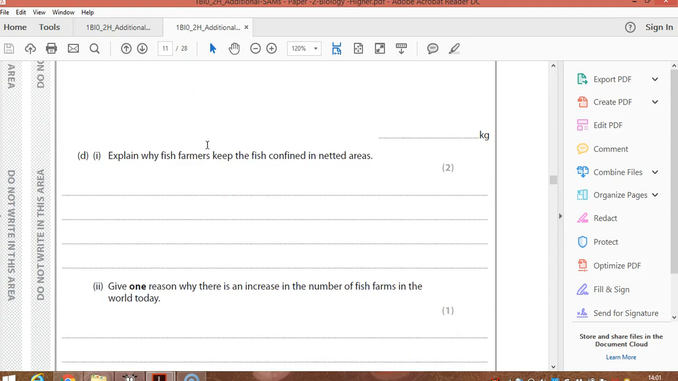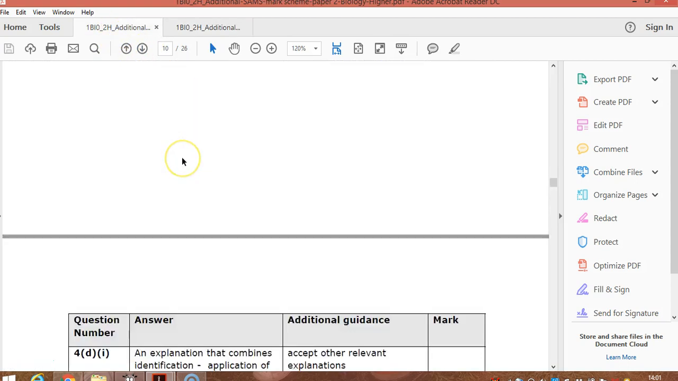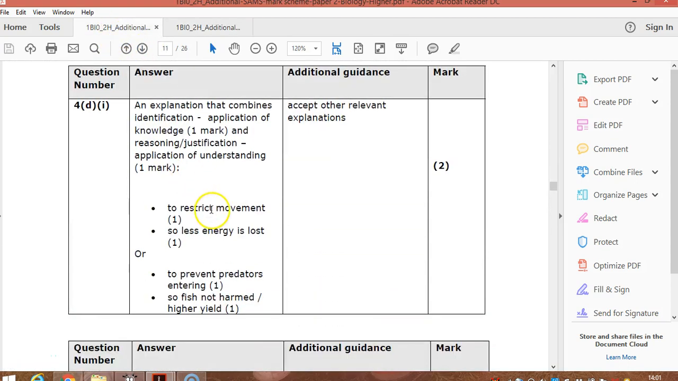Right, explain why fish farmers keep the fish confined in netted areas. 2 marks. You'd say to restrict movement so less energy is lost, or to prevent predators so the fish aren't harmed.